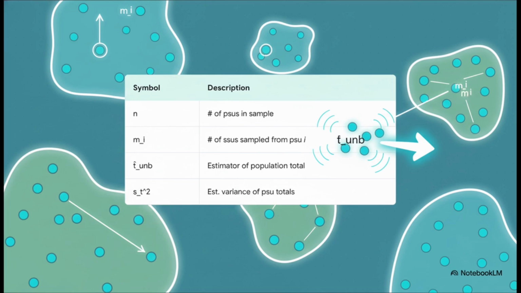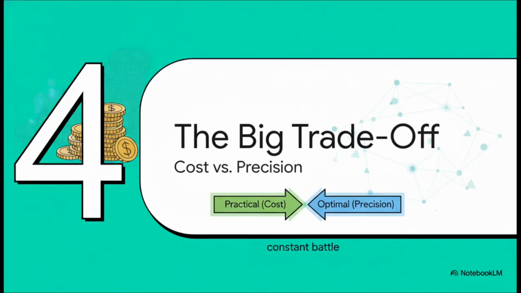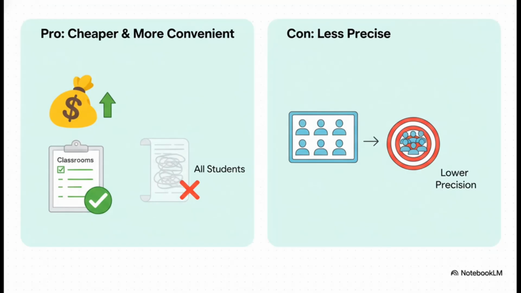And that last term, S squared sub t, is our sample's estimate of that between cluster variance we talked about. That's the number we need to figure out how much uncertainty or error is in our final result. So all of this statistical machinery brings us to the heart of the matter, to the big but. With cluster sampling, there's a major trade-off. It forces us to navigate this constant battle between what's practical to do in the real world and what's statistically perfect on paper.